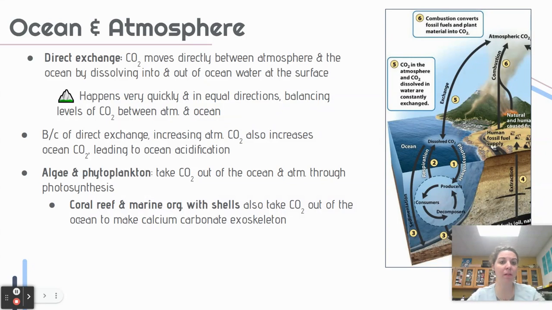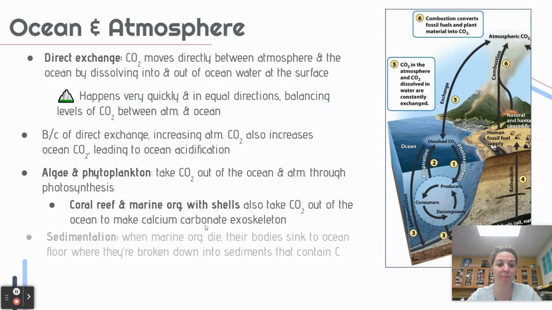Another thing that takes some carbon out of the ocean would be the coral reef and any marine organism that has a shell, like crabs, things like that, because they create an exoskeleton that's made out of calcium carbonate. So they use that carbon to create their exoskeleton.